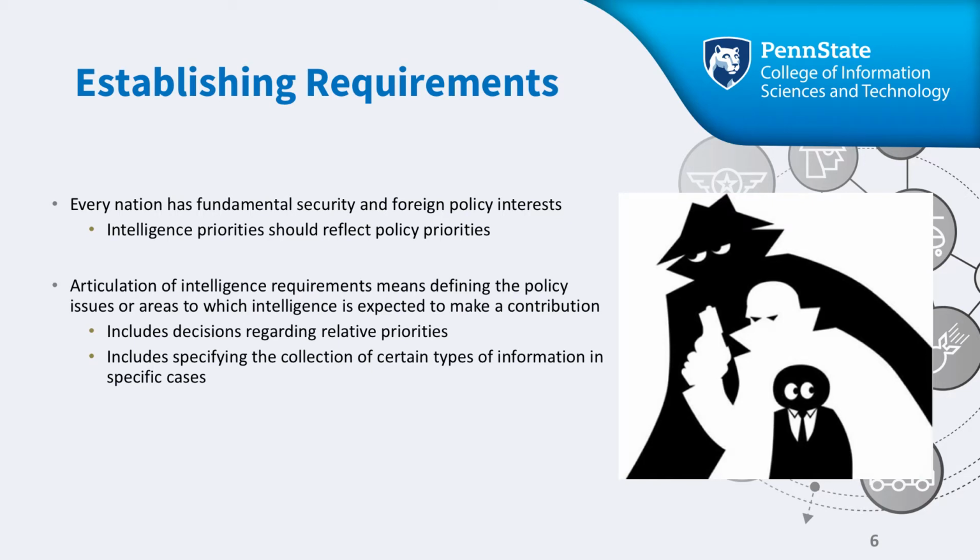Issue A is more important this year than issues B and C. It may also involve specifying the collection of certain types of information in specific cases. Not only do we need to focus on issue A, but the way in which we need to collect information is B, C, and D, and so on. Basically, it's establishing the priorities and giving the marching orders to the people who are involved in the intelligence world to go out and do their job.